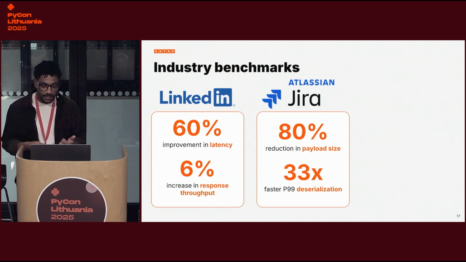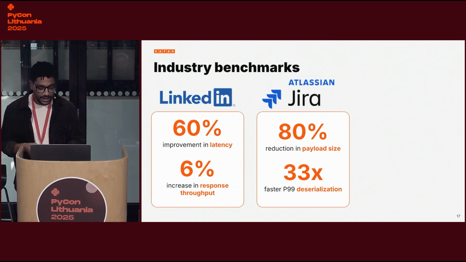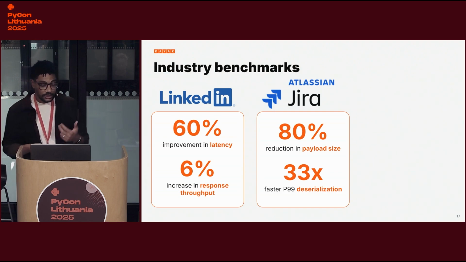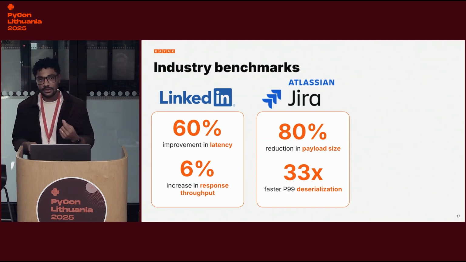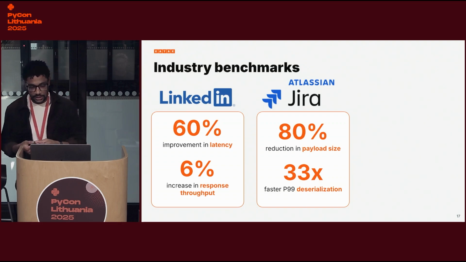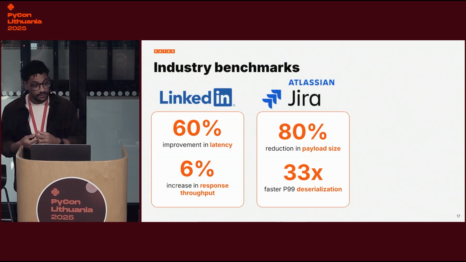Atlassian did the same, and they saw up to 80% reduction in payload size. Also, they saw 33 times faster P99 deserialization. So it was super fast to just deserialize the data they were receiving.